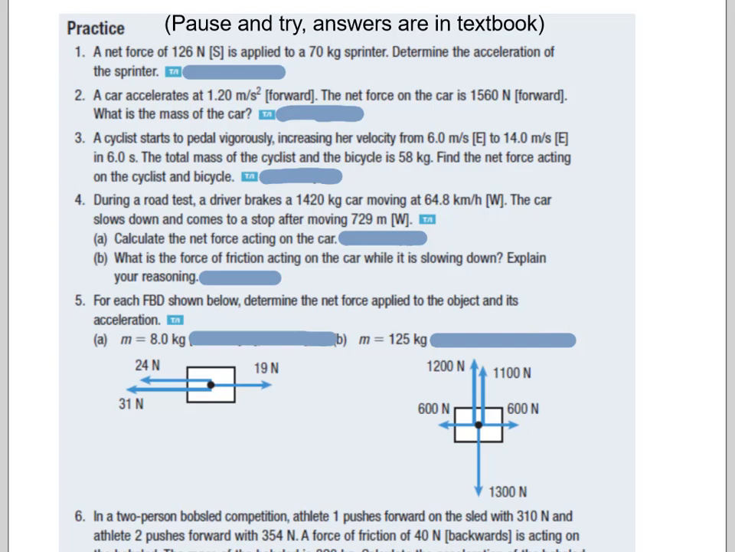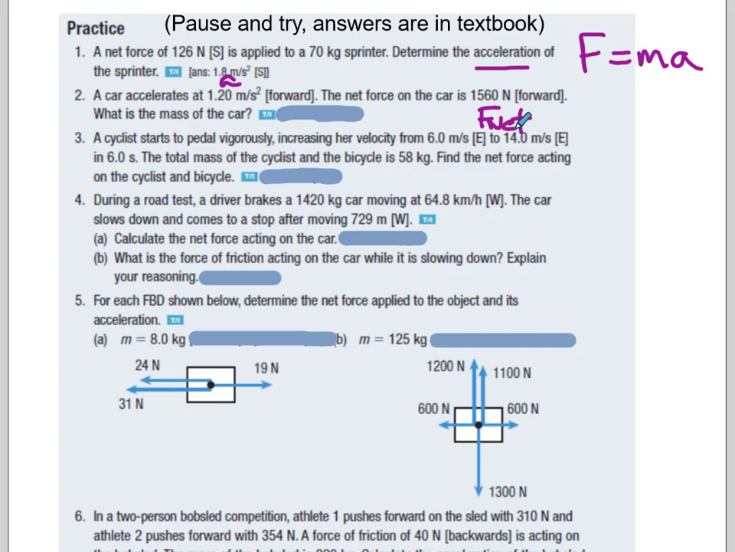I'm not going to do all of them, but I'm going to highlight a couple of the thoughts behind some of them. So a net force of 126 newtons, 70 kilogram sprinter. We're looking for acceleration. This is an F equals ma problem, and the answer should be 1.8 meters per second squared. Okay, so I'll just give you the highlights on how to solve some of these. A car accelerates at 1.2 meters per second squared, so we have an acceleration here. Okay, the net force, so I have an F net.